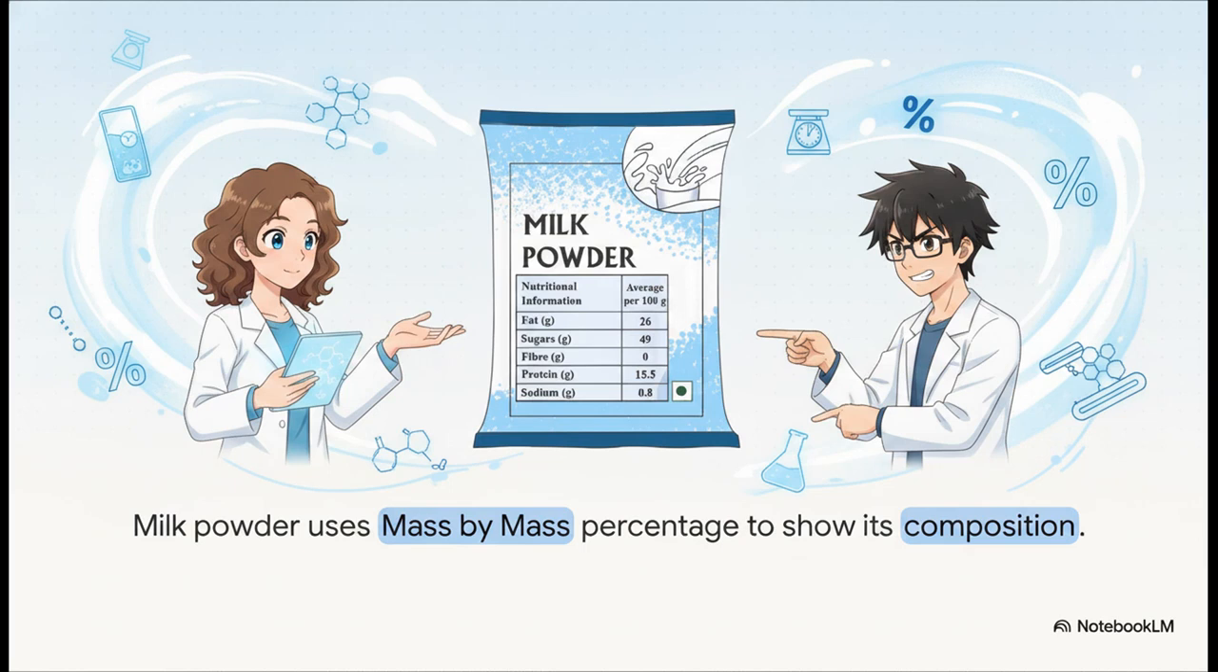Let's look at how these formulas are actually used in the real world. Take mass by mass. This is exactly how we label everyday solid or powdered items. Just look at this packet of commercial milk powder. Whenever you read the nutritional info to see how many grams of fat or sugar or protein are in 100 grams of the powder, you are directly reading a mass by mass percentage calculation.